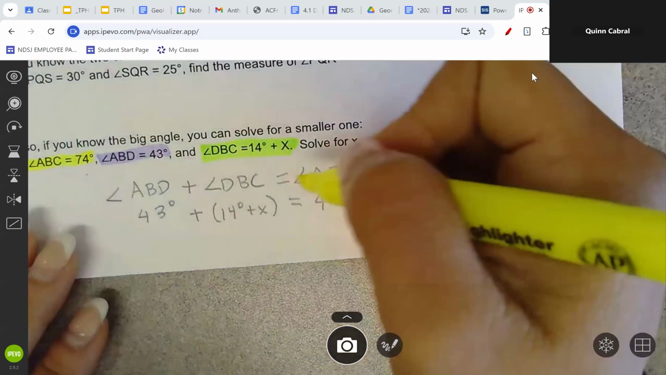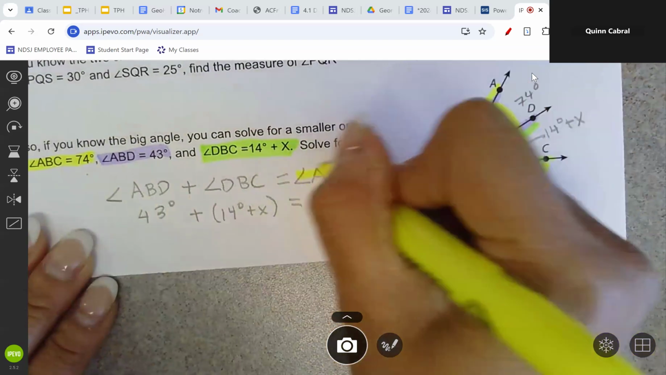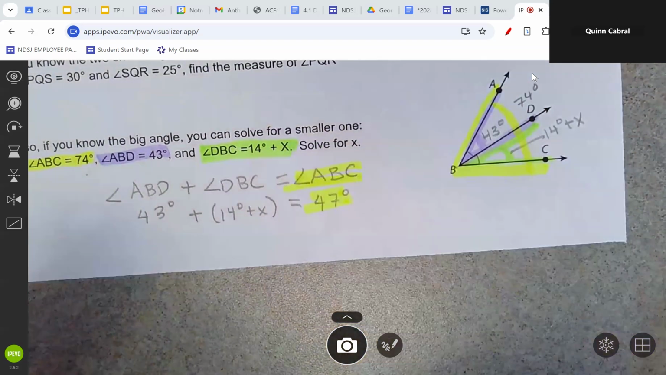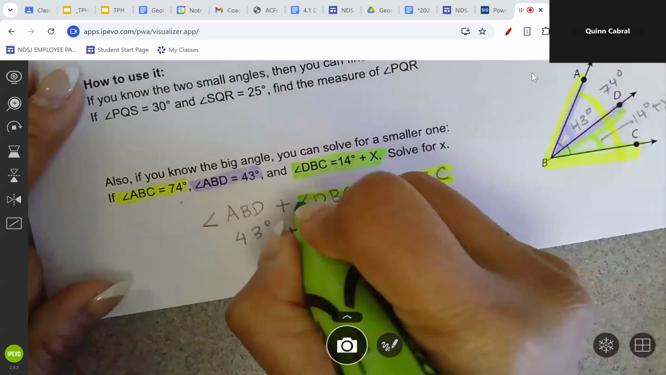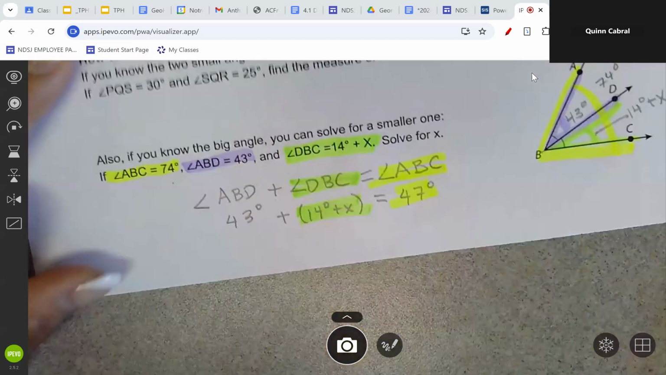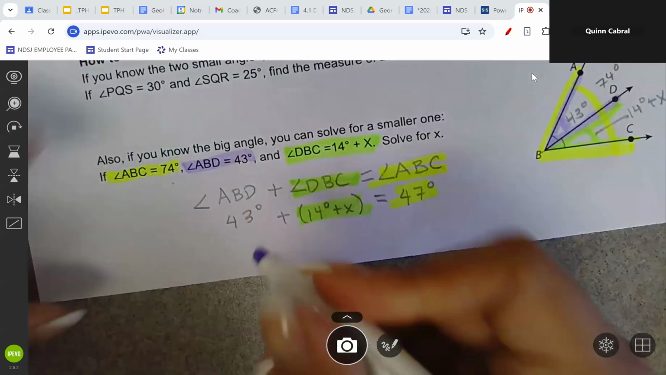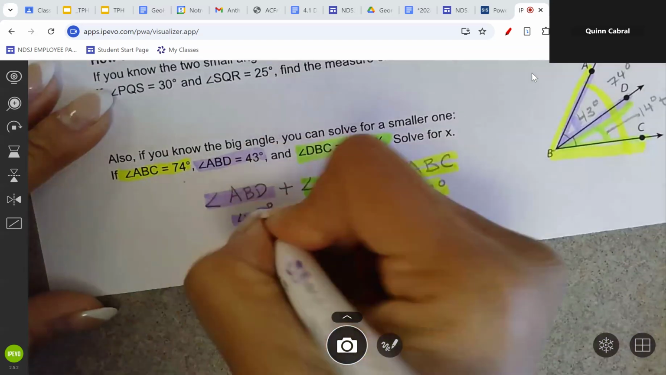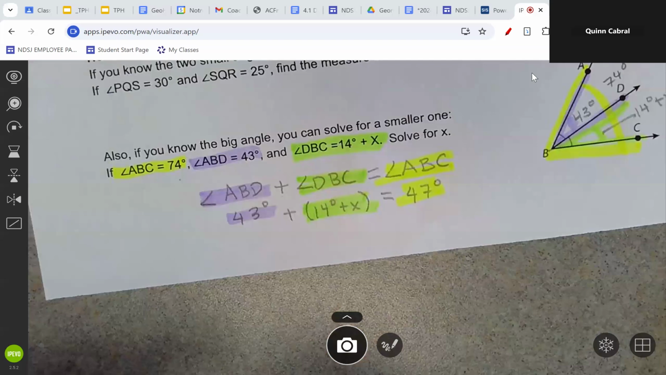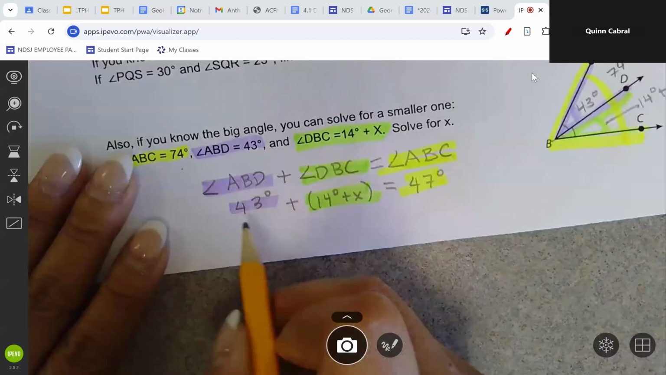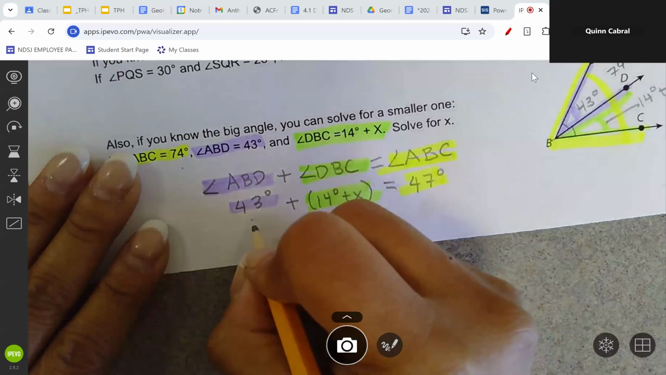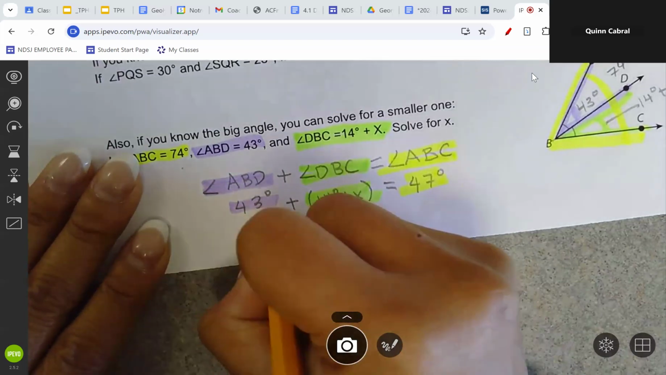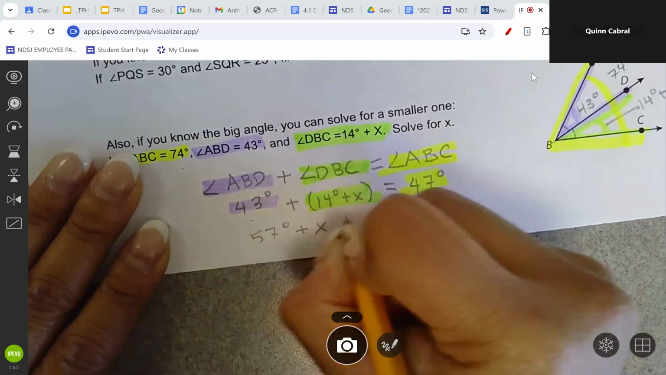If you need color coding, I'm going to do that now. The big angle, one of the small angles, the other small angle. And then from here, we can just use algebra to solve. So I'm going to first combine like terms. 43 plus 14 is 57 degrees plus X is equal to 47 degrees.